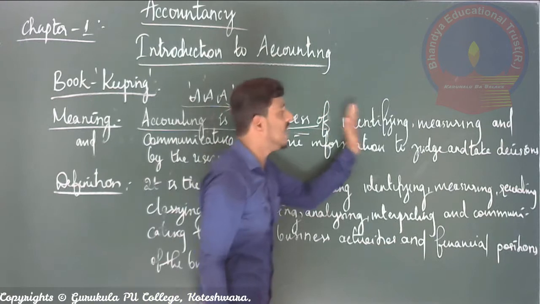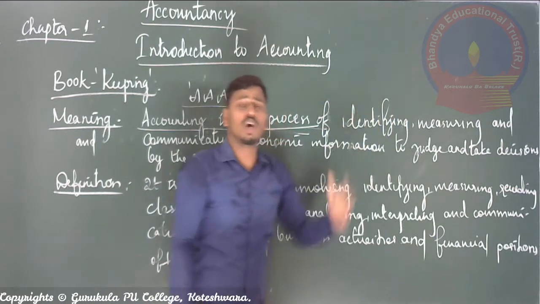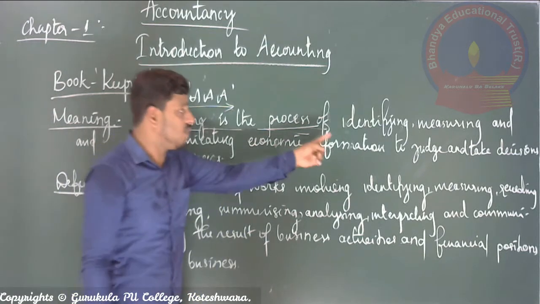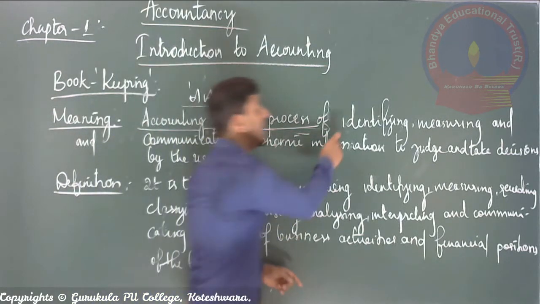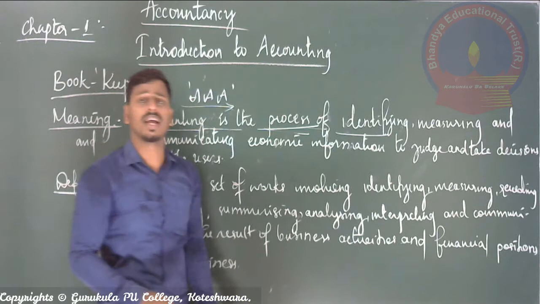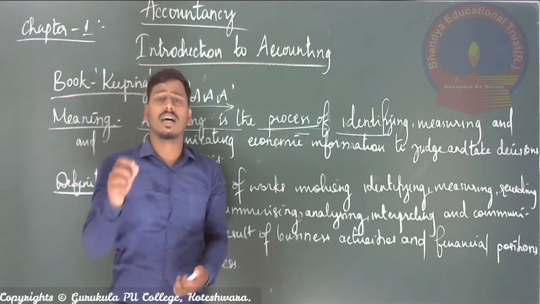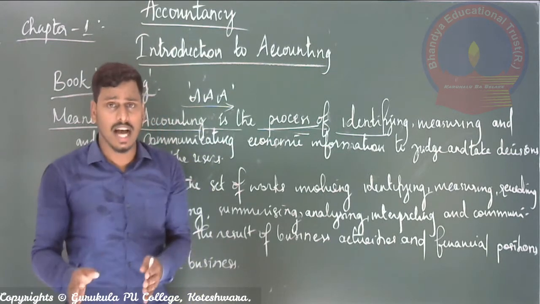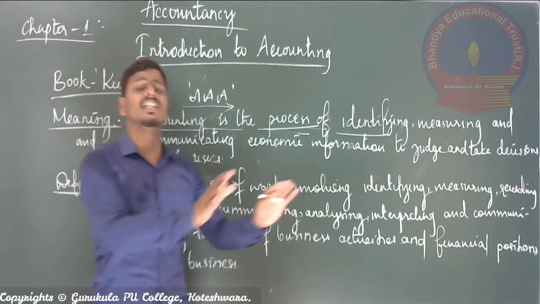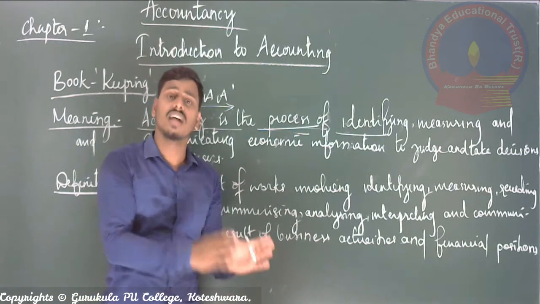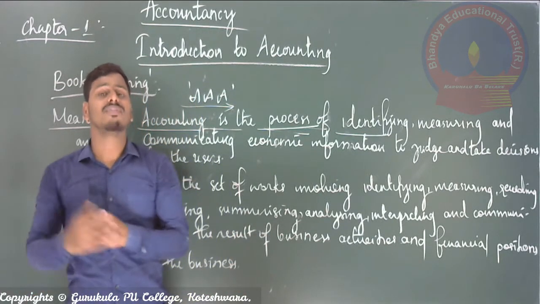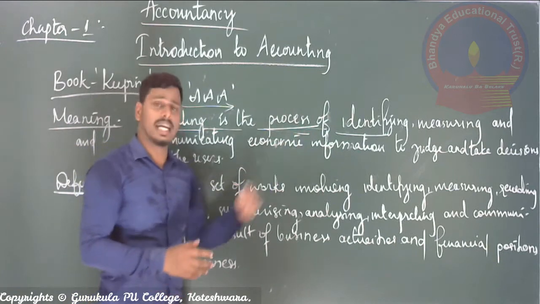So the first one is identifying. In order to maintain proper accounting work, the first step needed is identifying. What is identifying? Identifying means estimating or determining the transactions which are going to be written in the books of account or considered for the calculation of profit or loss or judging the financial position.